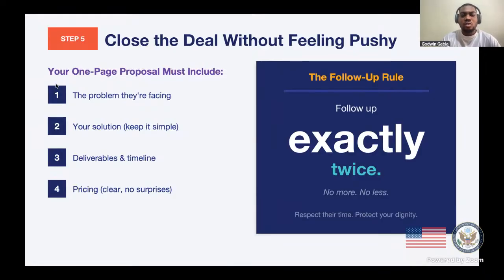So your proposal should have these four clear steps, right? The problem that these people are facing should be very clear. Don't go and say, oh, yeah, your business is struggling because your marketing is not good. What is wrong with the marketing? State it. Then your solution. What are you providing? What is the solution that you're providing? Then the deliverables and the timelines should be very clear.